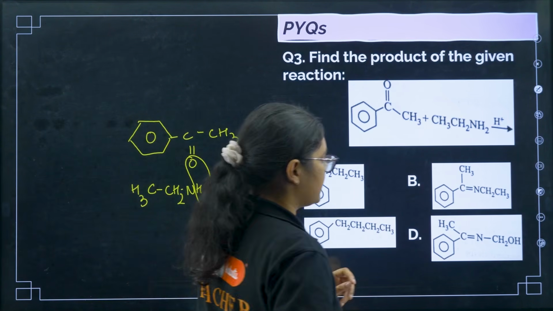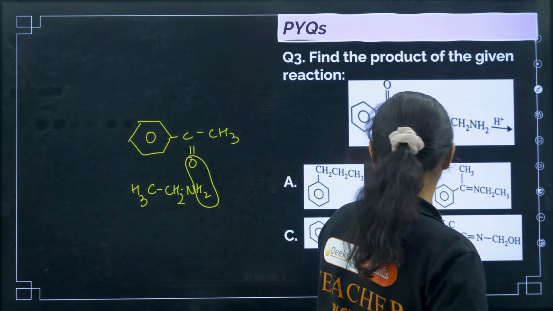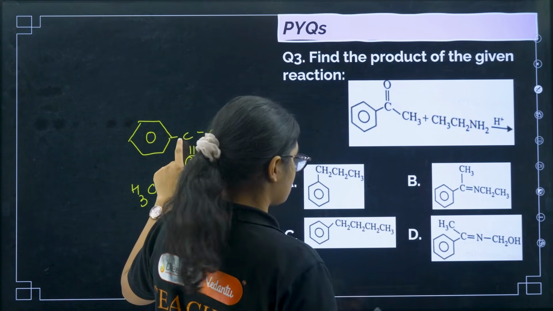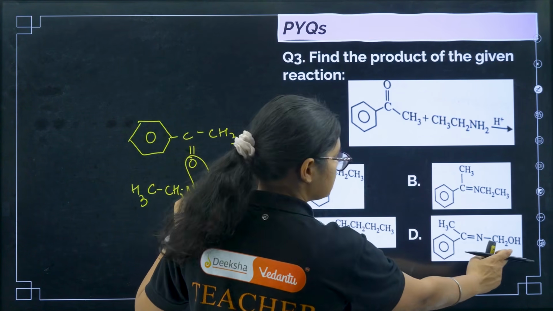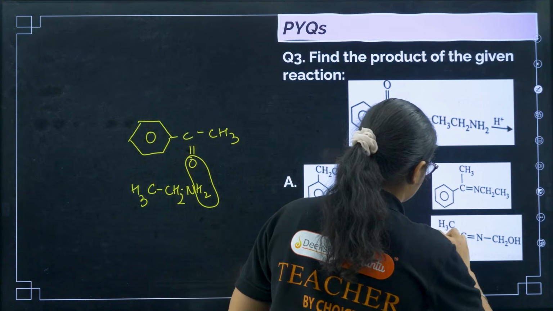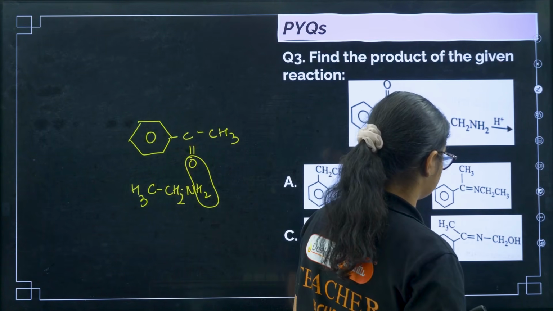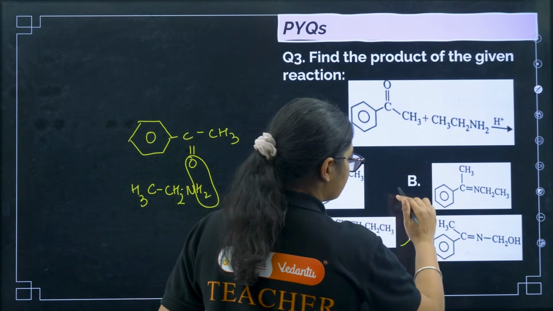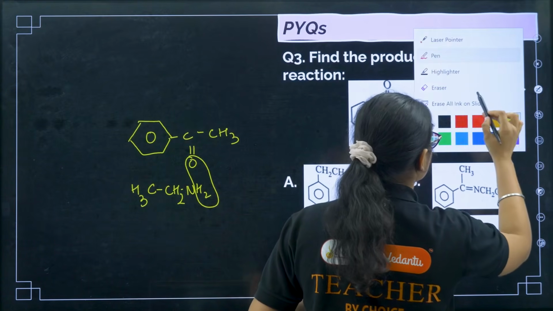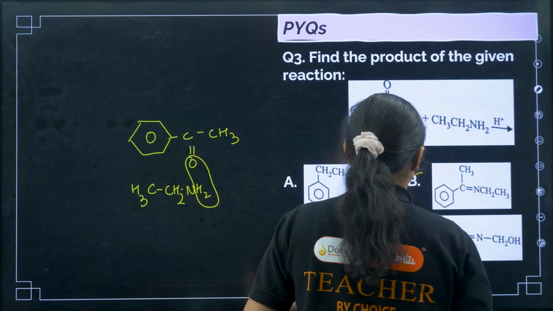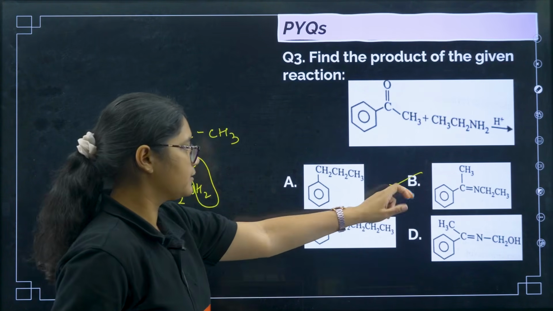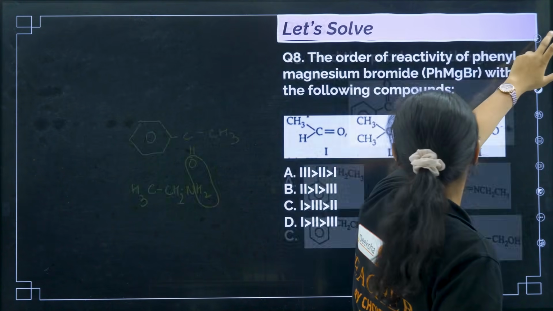So where am I getting that? Am I getting it here? This one double bond N CH2 CH3. Yes, option number D is the correct answer. No, sorry, not D, B is the correct answer. OH is not there, right? OH is not there. You will get B as the major compound.